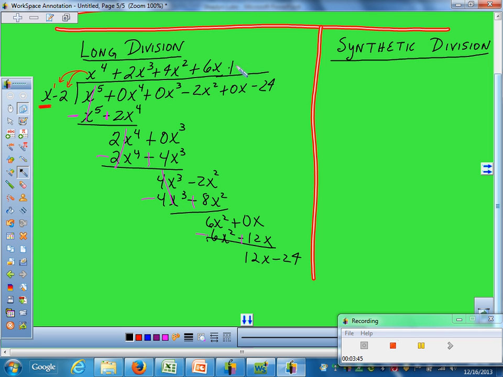12. Notice how everything up top here has gone down 1 power every time? And everything down below. And what's going to happen when I multiply that 12 times x minus 2 out front? And when I subtract, I get 0. Divided perfectly on this one.